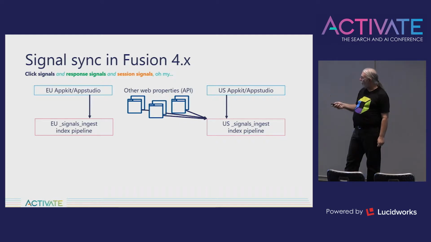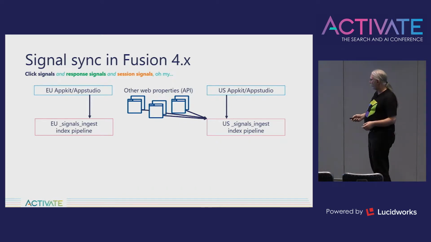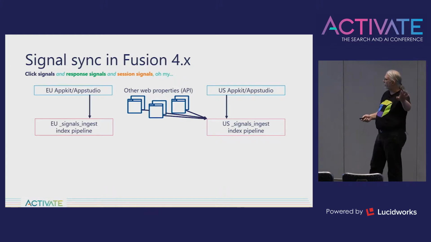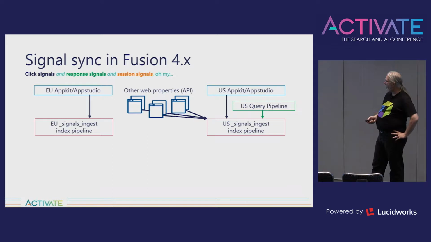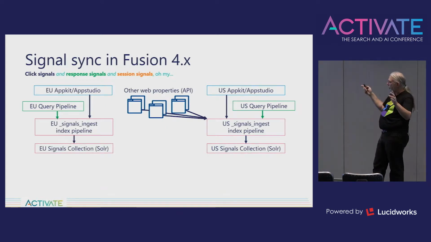So we still had the web properties all sending to the US. That was just a convenience factor. We didn't have to upgrade or update them in their implementation. But now you have new inputs. We have the pretty green response signals being generated by the pipeline, independently in each cluster separately. Then the ingest pipeline, of course, is still independently in each cluster, putting the signals into the signals collections.